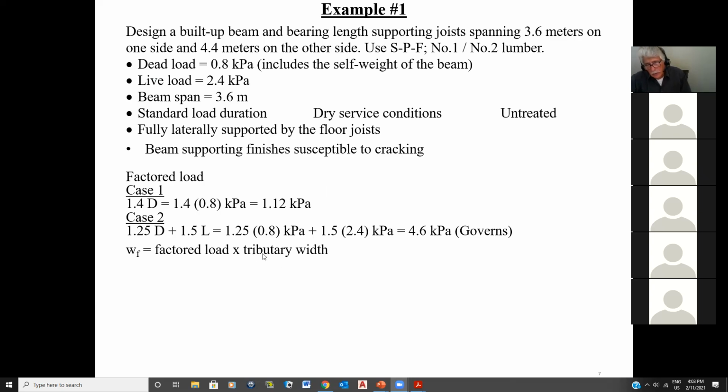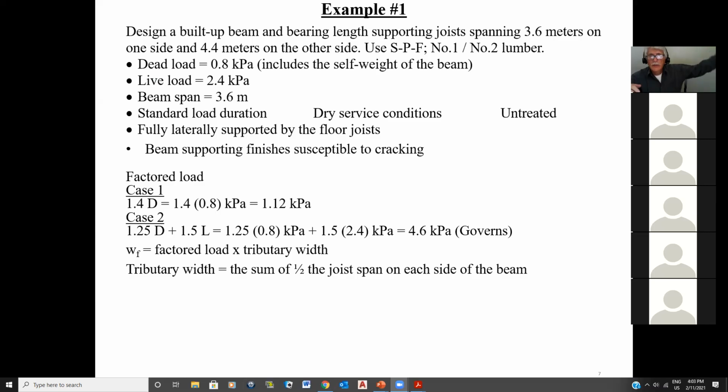And guys, do this. This is the best way to minimize mistakes. I suggest you do this, and I do this constantly, even to this day. For the tributary width, I take half the sum of the joist spans on each side. So I add the two spans together, and then I divide by 2. This way I won't make a mistake. I have 3.6 on one side and 4.4 on the other side. So I take 3.6 plus 4.4, add them together, and then divide by 2. That gives me my tributary width. That is one of the ways you can minimize making a mistake.